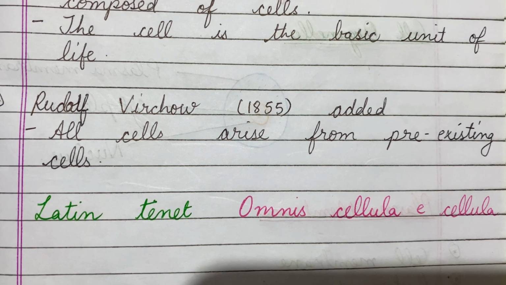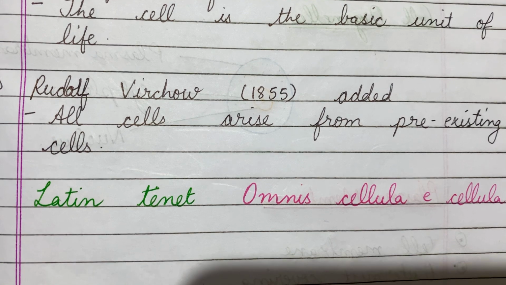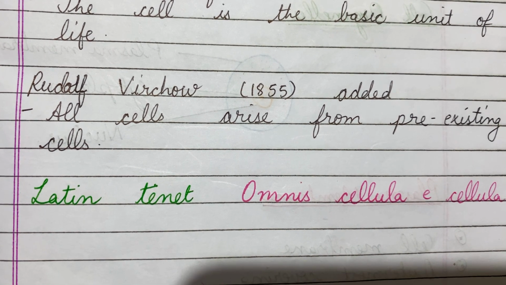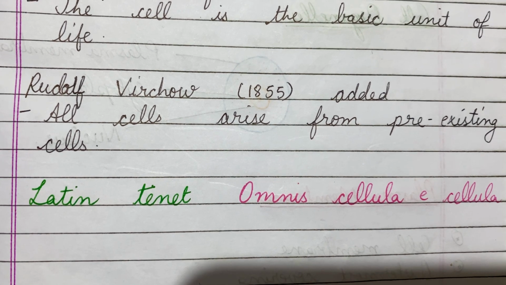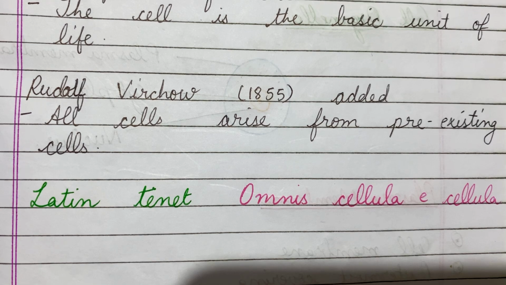After the proposal of these three statements, the Latin tenet omnis cellula e cellula was given, which meant all cells arise from the pre-existing cells. Hence, omnis cellula e cellula is the cell theory.